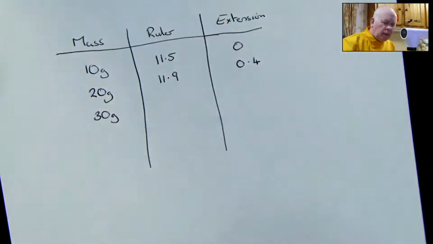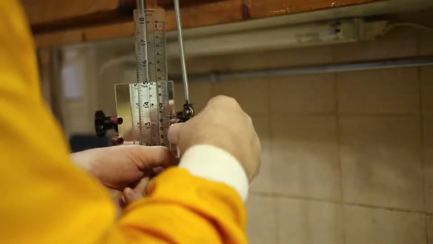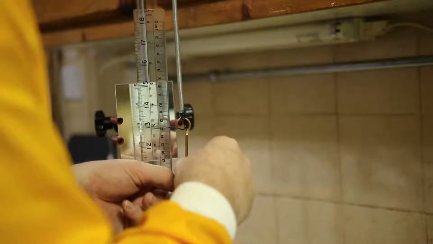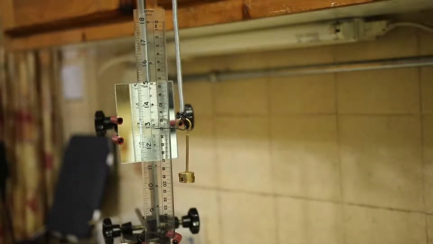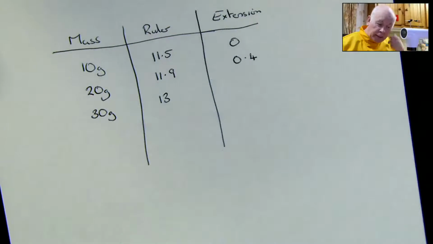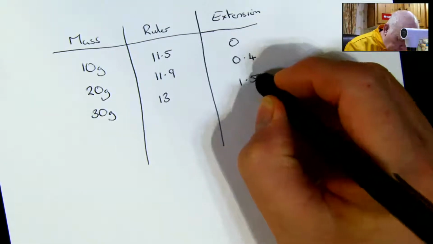Let's now put on 30 grams. There we are, looks fairly stable. Let's have a look on there. And that seems to be round about 13. We'll call it 13. So this is now going to be 13. And that's going to give me an extension of 1.5 centimeters.